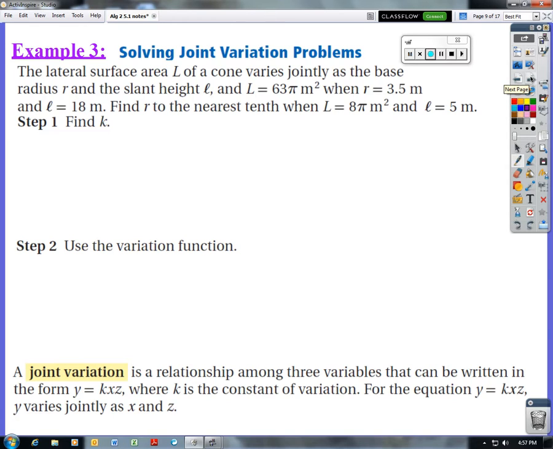This is another joint variation. Okay, so we got the lateral surface L of a cone varies jointly. So we've got lateral surface equals K times the base radius, so R, and the slant length, little l. Okay, and then we plug in and chug. So L is equal to 63 pi equals K times, what's our R value? 3.5. And our little l, our slant length, is 18.